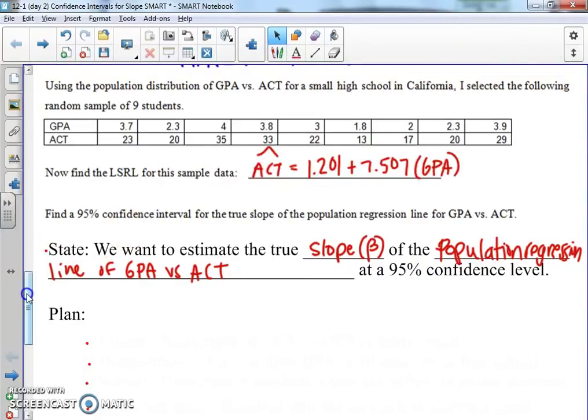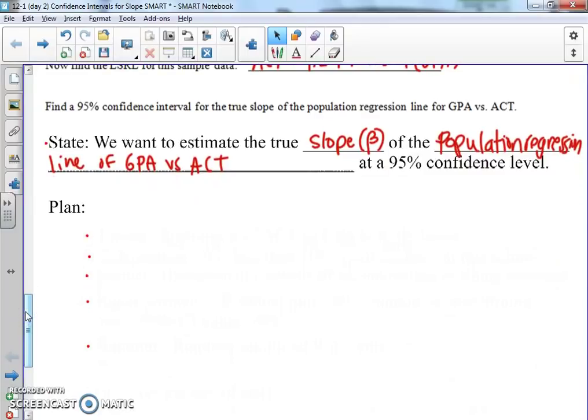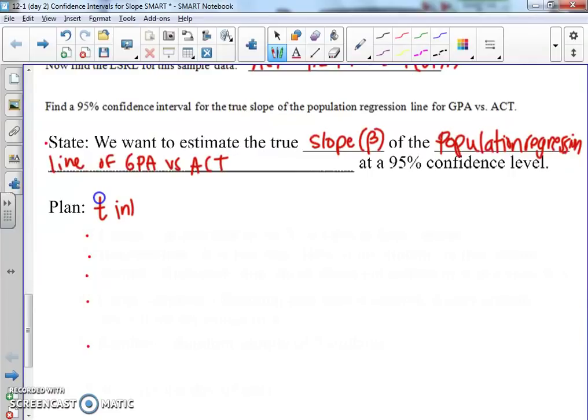Now remember, the plan is where we check the conditions, but we also have to have a name for the test. Here's what we call this one. It's a T interval for beta. That's what we're going to call it, a T interval for beta. Okay, I know you can probably already see some of the conditions written lightly in there, so I'm going to go one at a time. Again, this is good practice checking the conditions.